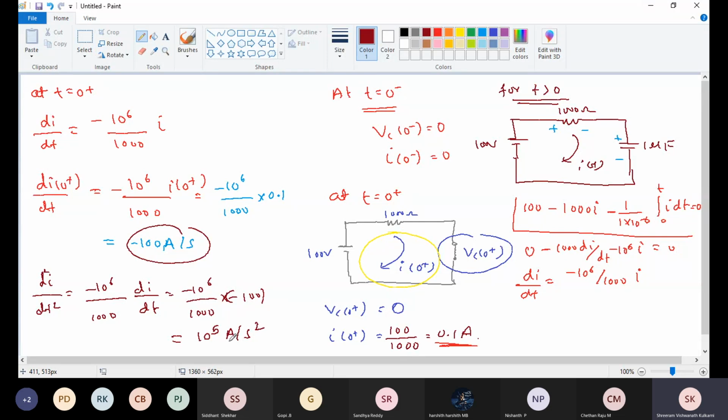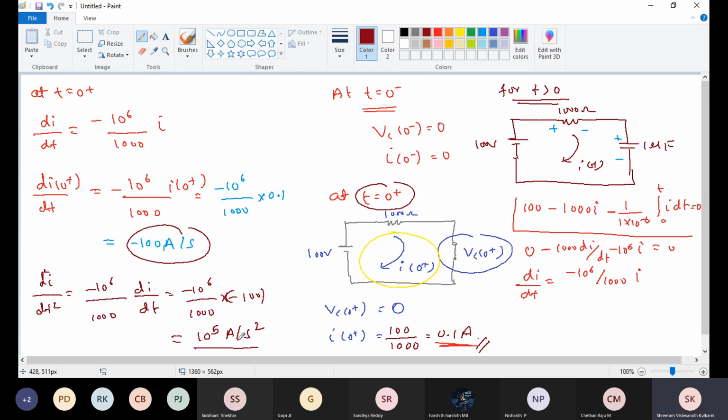In the question they have asked I, di by dt, d square I by dt square at t equal to 0 plus. At t equal to 0 plus, we found I of 0 plus is 0.1, di by dt at 0 plus is minus 100 ampere per second, then d square I by dt square is 10 raised to 5 ampere per second square.